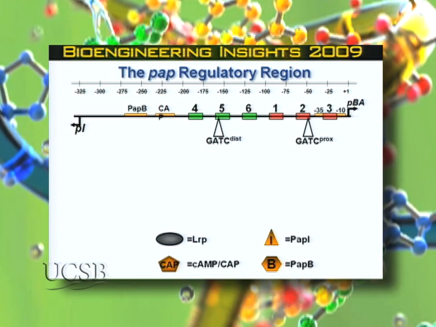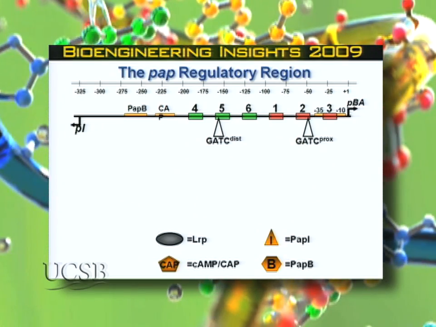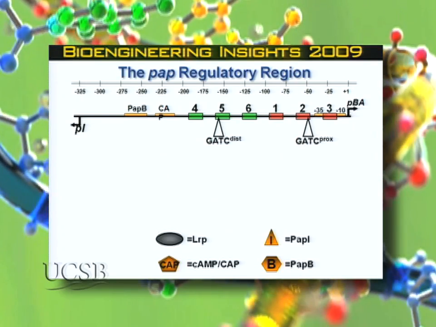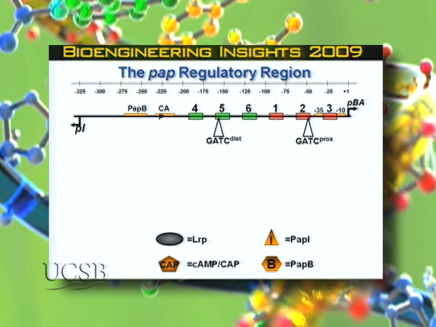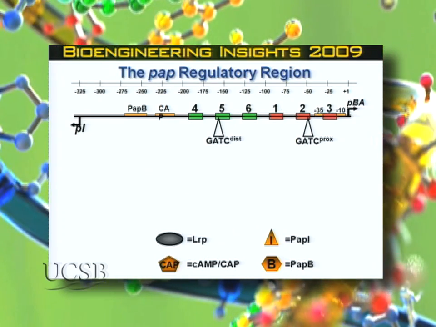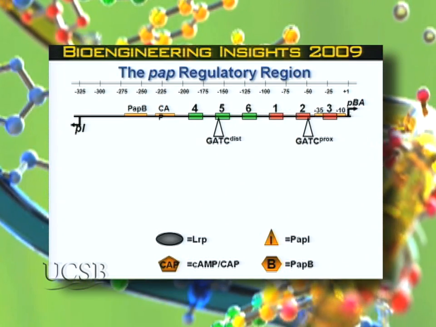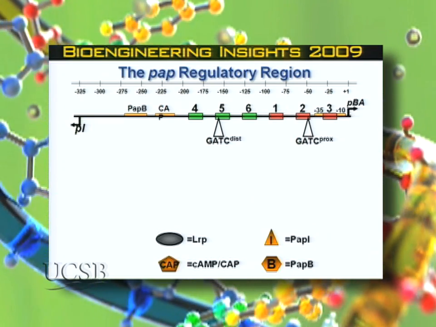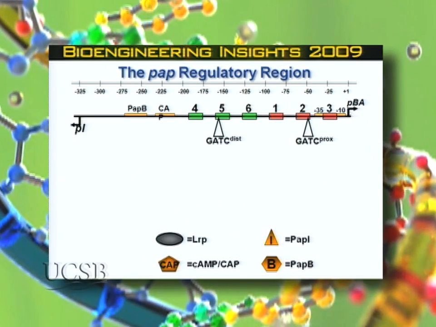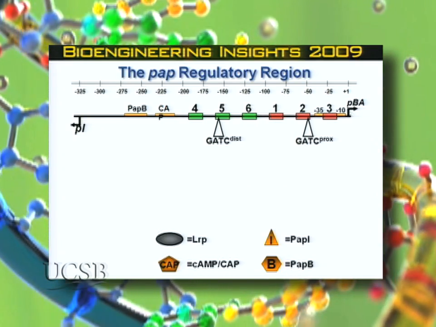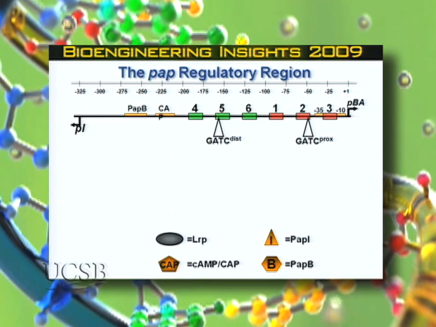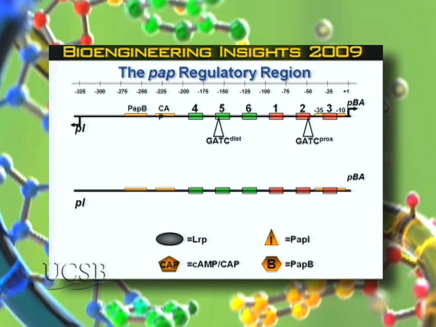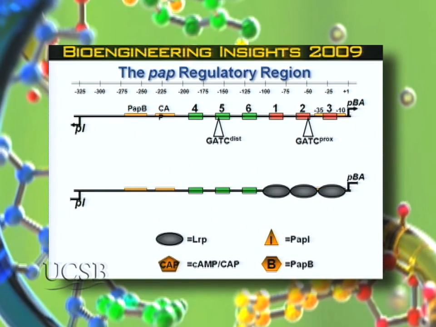And upstream, we've got the same kind of organization: 3 sites, in green. When LRP binds to these sites, we're going to switch on. And again, we have a second GATC site, a distal site, located in site 5, so that binding of LRP cooperatively to these 3 sites will cause you to turn on. That, in addition, requires some other factors that I'm not going to tell you about, which include cyclic AMP catabolite gene activator protein. So here we have a region where LRP is bound and we're off.